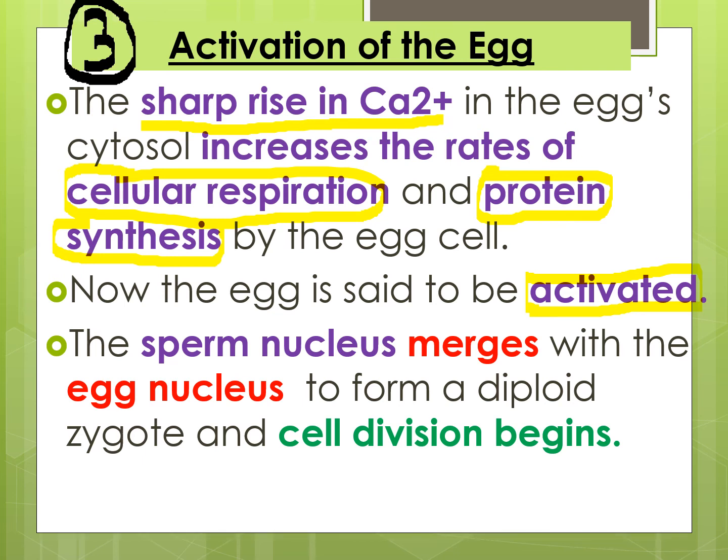Once your egg is activated, it will undergo some mitotic divisions, and from this point we now consider that structure to be an embryo. And the next process we are going to look at is how this embryo undergoes its development.